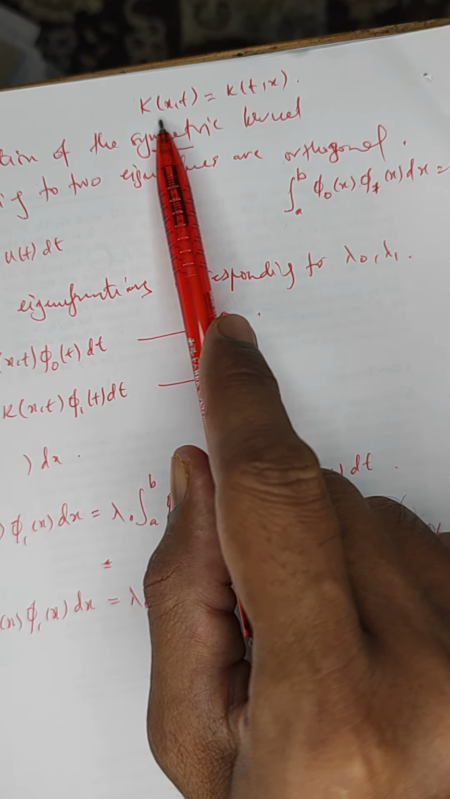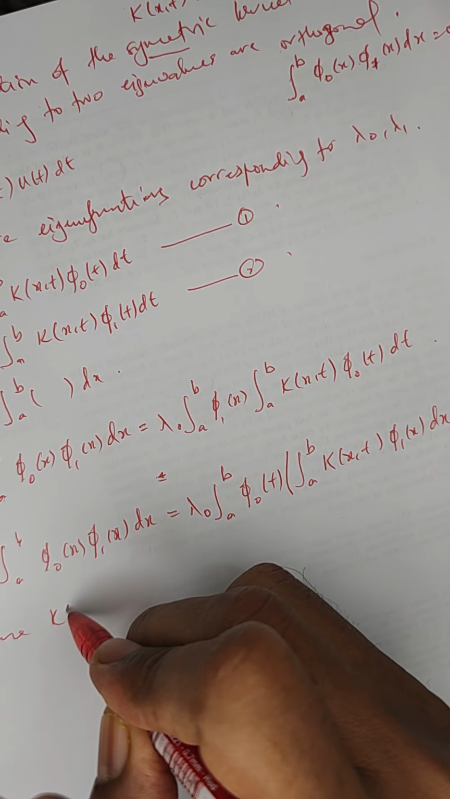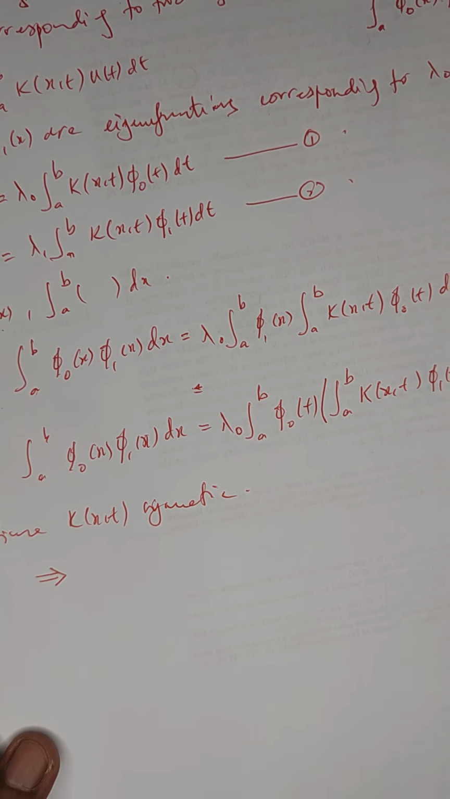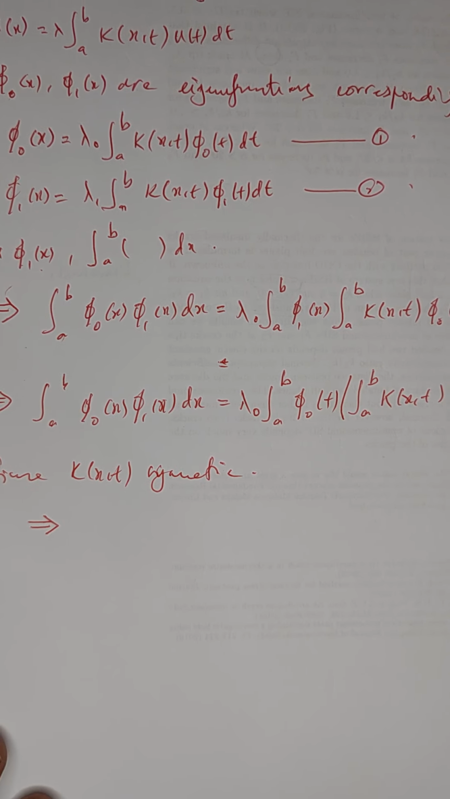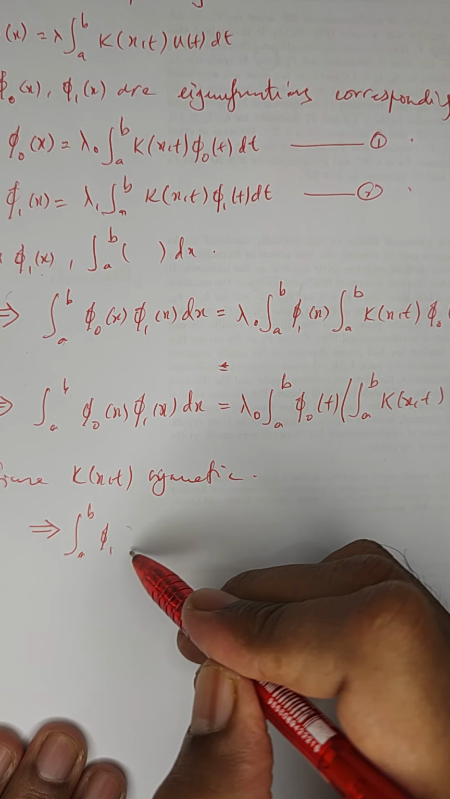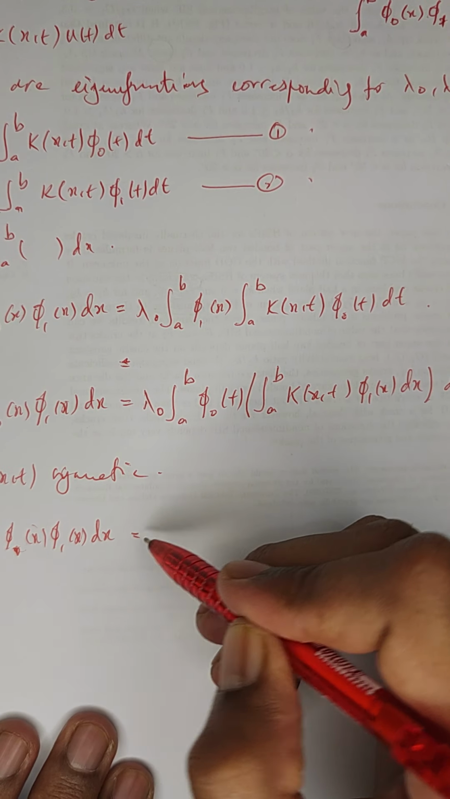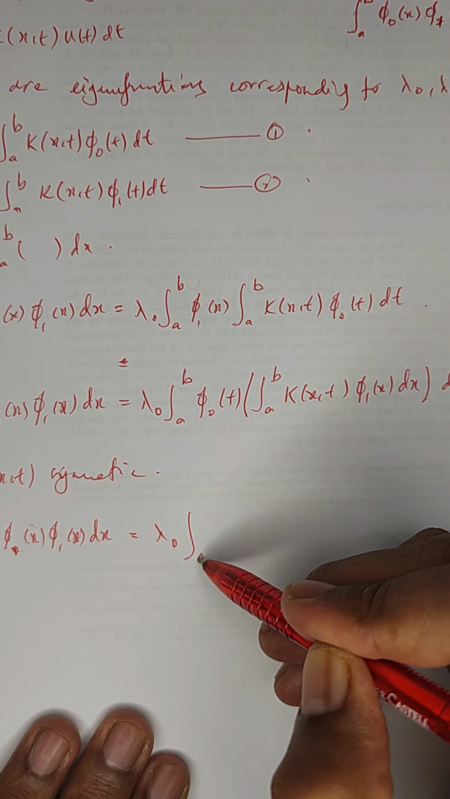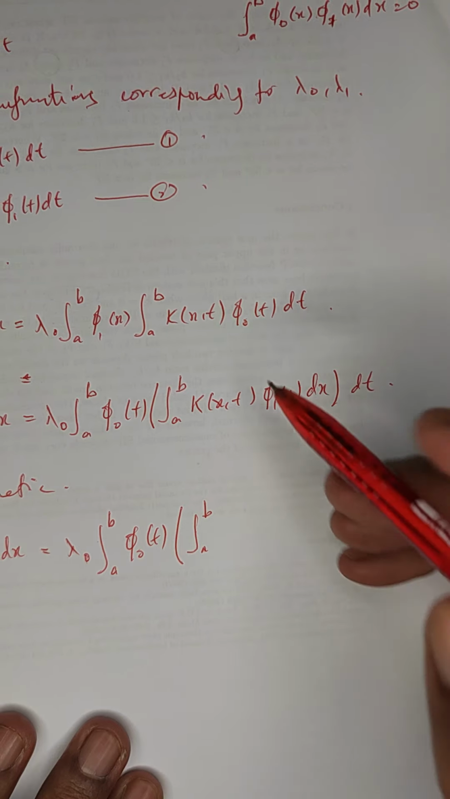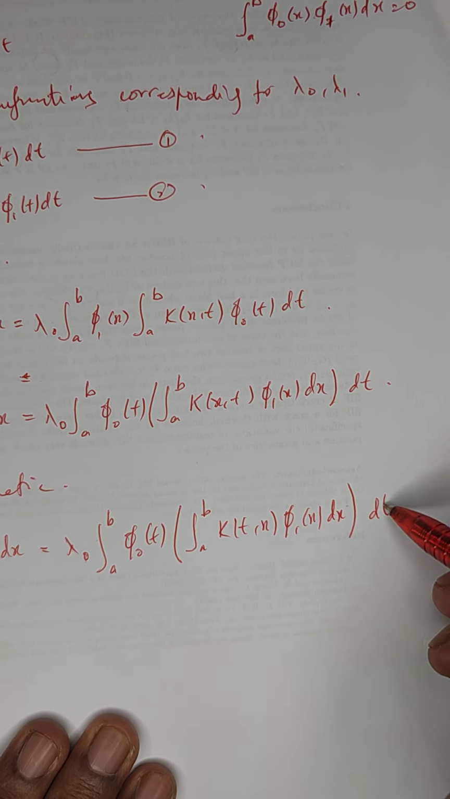And since k is symmetric, as I have mentioned here and defined earlier, k symmetric means k(x,t) can be written as k(t,x). So therefore I can write this equation, since k is symmetric, integral a to b phi naught x phi1 x dx is equal to lambda naught integral a to b phi naught t integral a to b k(t,x) phi1 x dx dt.